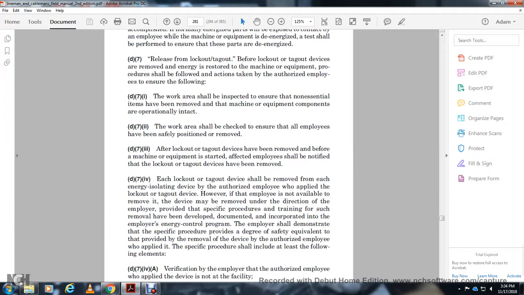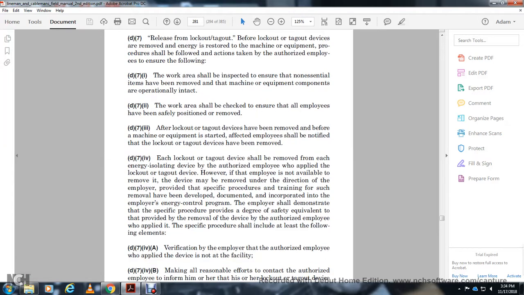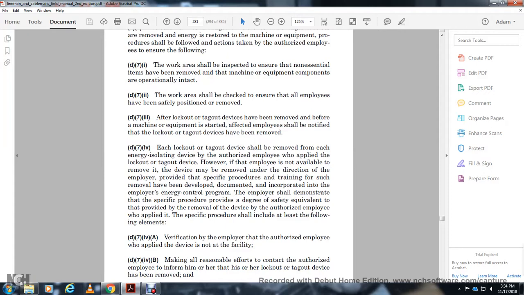provided there is a specific procedure and training for the steps of removal that have been developed, documented, and incorporated into the employer's energy control program. The employer shall demonstrate that the specific procedure provides a degree of safety equivalent to removal of the device by the authorized employee who applied it. The specific procedure shall include at least the following elements: verification that the authorized employee who applied the device is not at the facility.